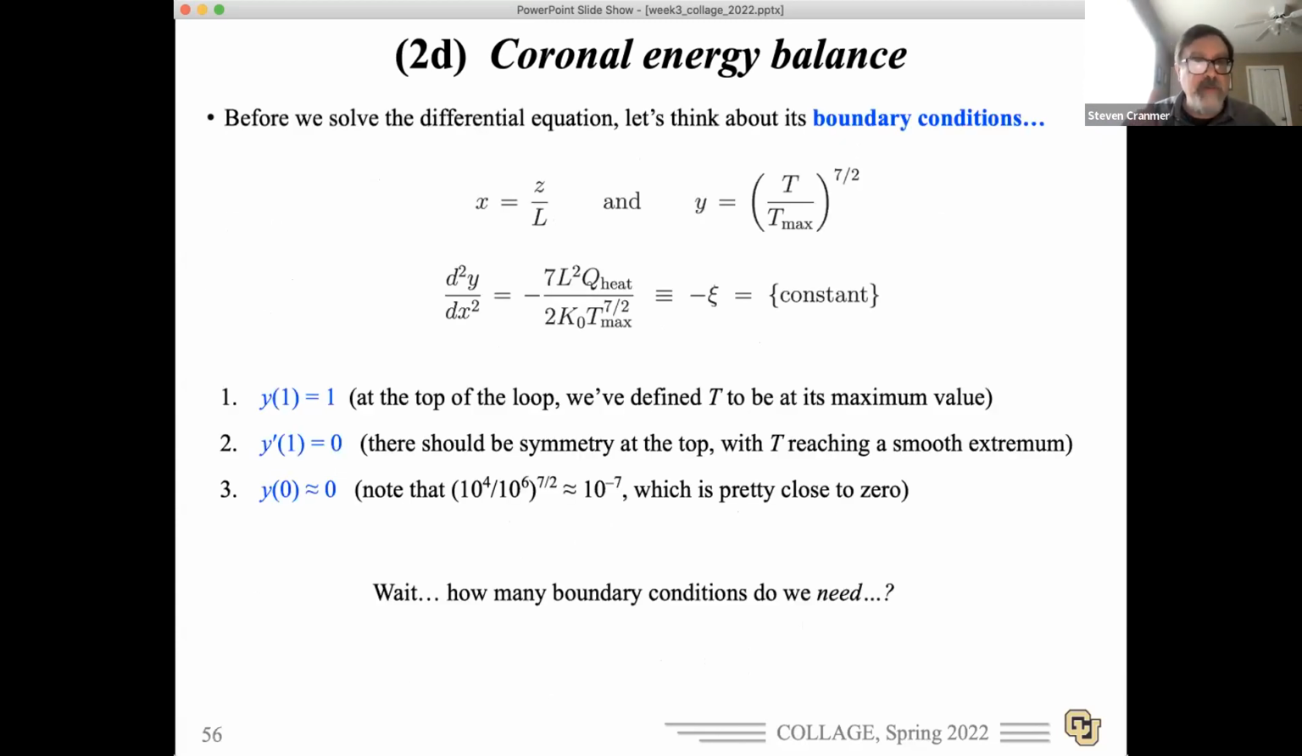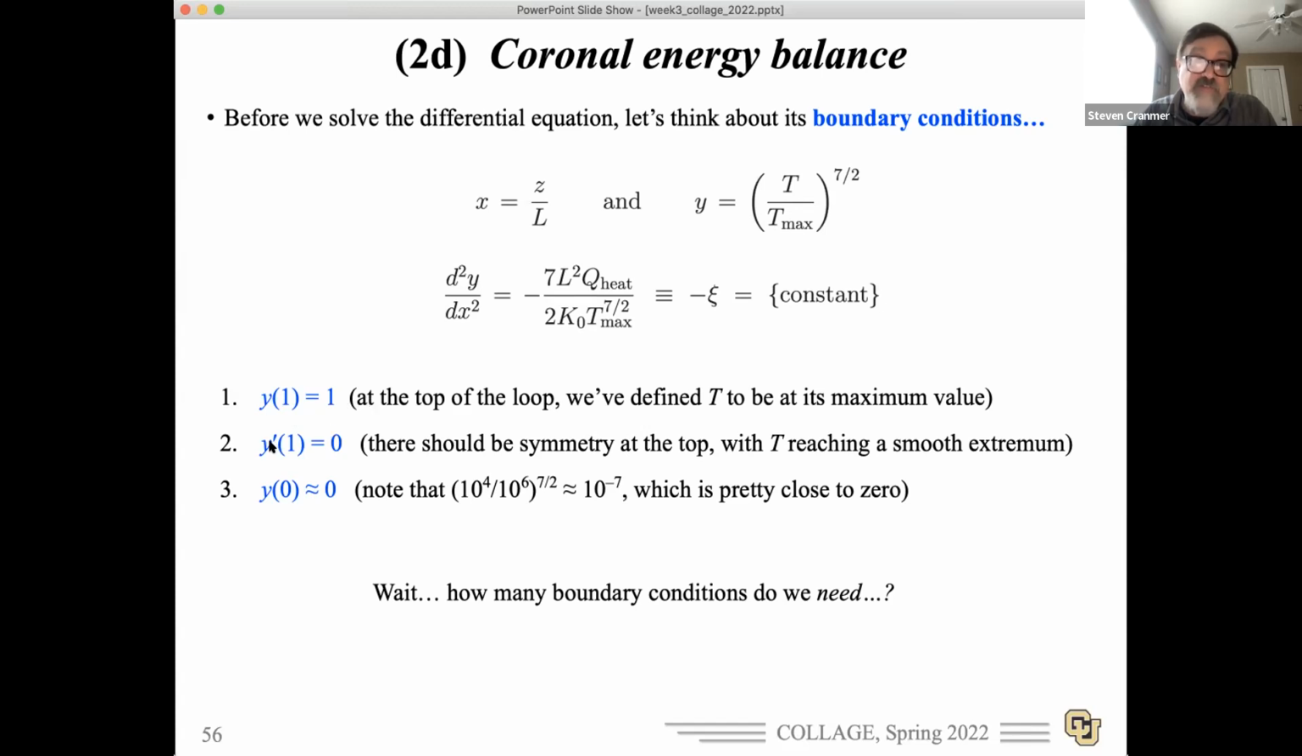We should also think about boundary conditions because this is a differential equation. But because we've defined these x's and y's in an intuitive way, we can almost just read off what some of the boundary conditions are. The value of the temperature at the top of the loop is equal to the value that we've said it is at the top of the loop. We'll call it T max. So we're just saying y of 1, where z is equal to L, is equal to 1. That's a valid boundary condition.